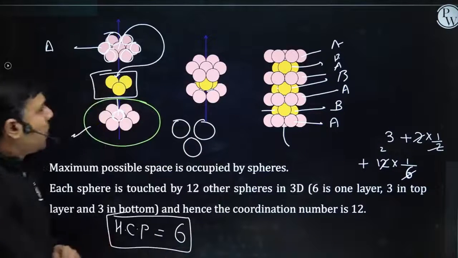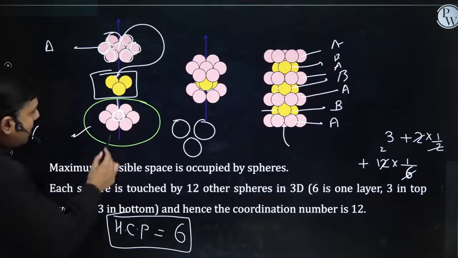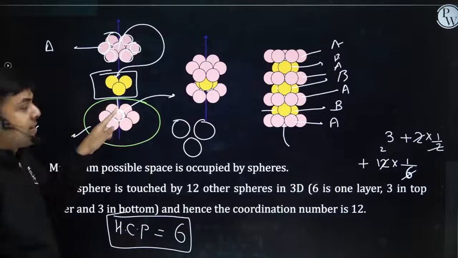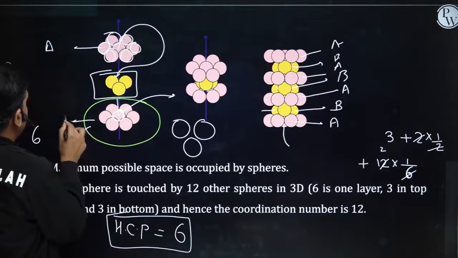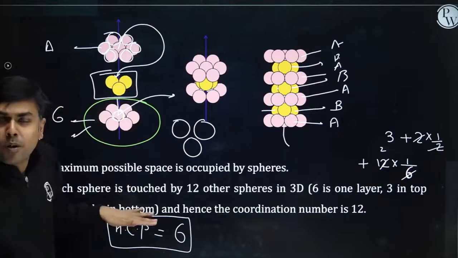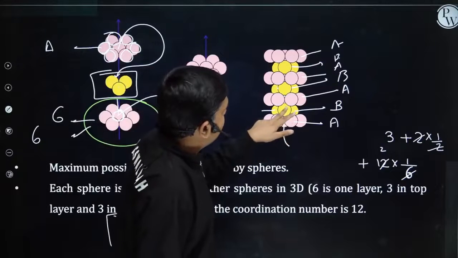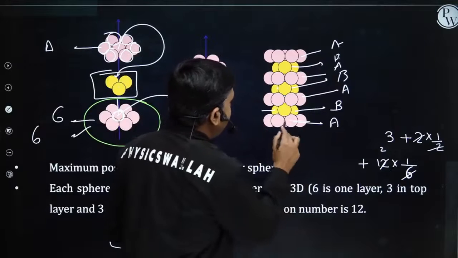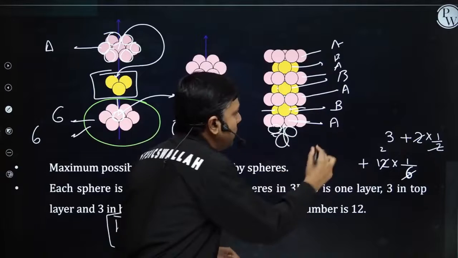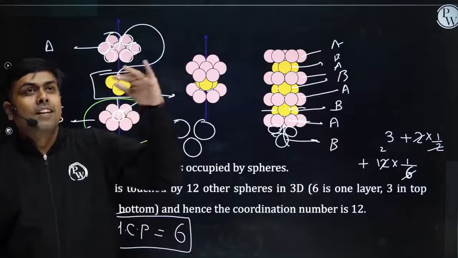Okay. Now let's focus on the coordination sphere, coordination number. Let's focus on this sphere itself. It's surrounded by 6 spheres from this layer, 3 spheres from the top layer, and 3 spheres from the bottom layer. Am I clear? 6 from this particular layer, 3 from layer B, and exactly 3 from layer B once again from the bottom side, right? So 6 plus 3 plus 3.